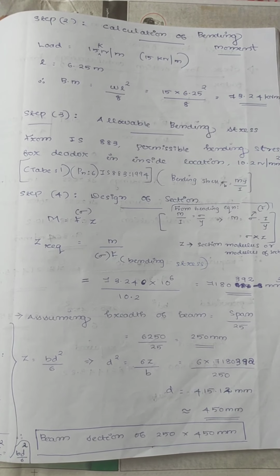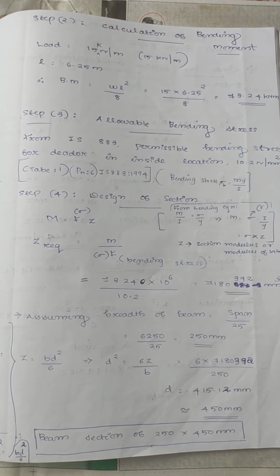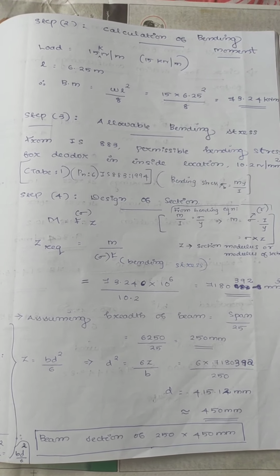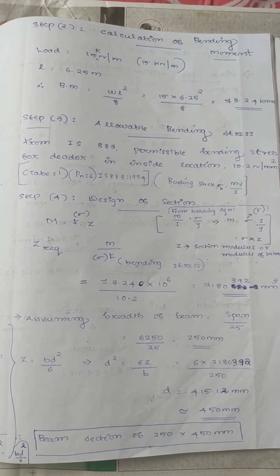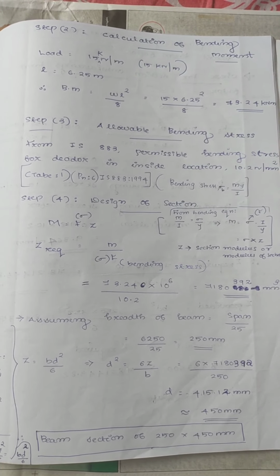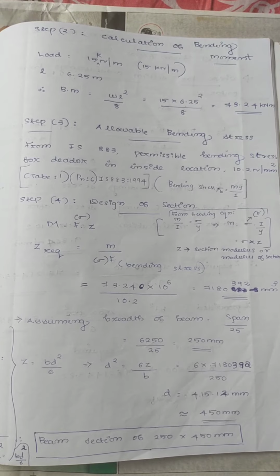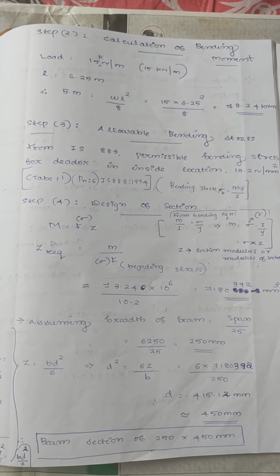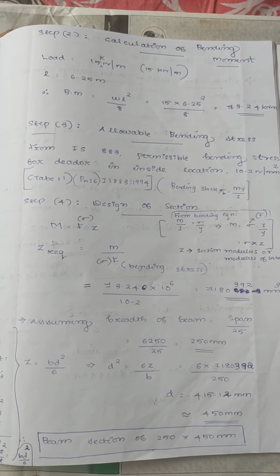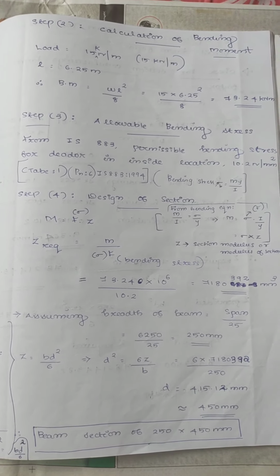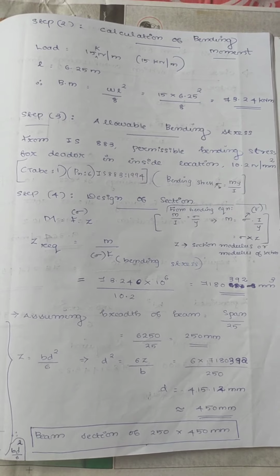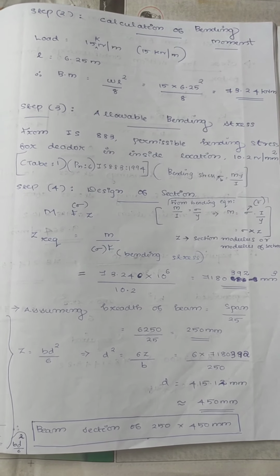Step 2 is the calculation of bending moment, and for a simply supported beam with UDL, bending moment is equal to WL square by 8, and here the load is 15 kilonewton per meter and the effective span L is equal to 6.25 meter. So bending moment will be equal to WL square by 8. Substitute the values for load and effective span. Then we will get the value for bending moment as 73.24 kilonewton meter.